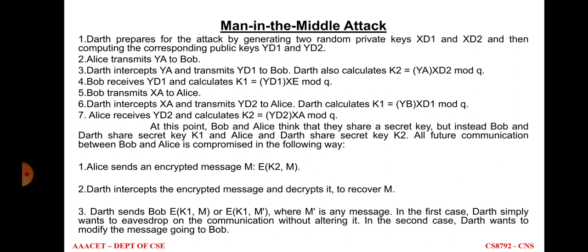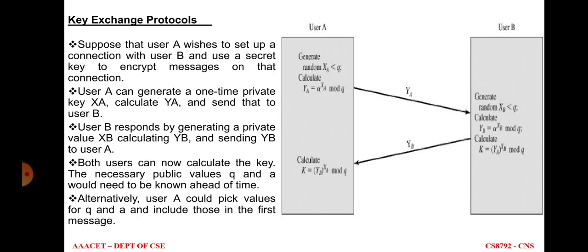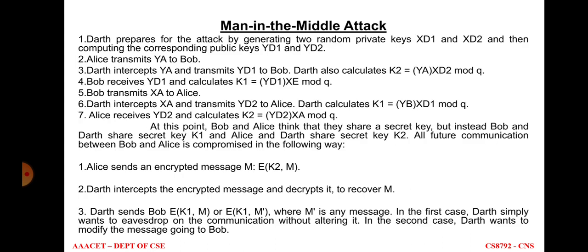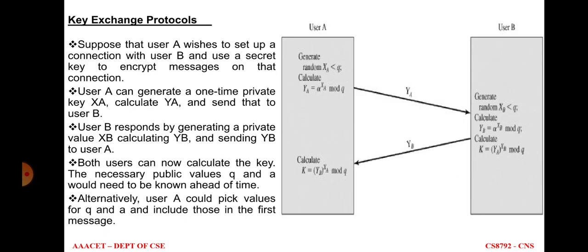So you have to assume that user A is Alice and user B is Bob. In between, Darth, the third party, will appear to retrieve the key that is exchanged between user A and B. That's why this attack is known as the man in the middle attack, right? Initially Alice transmits ya to Bob. You have to simulate the example along with this key exchange protocol. So here user A passes ya to user B and user B passes yb to user A.